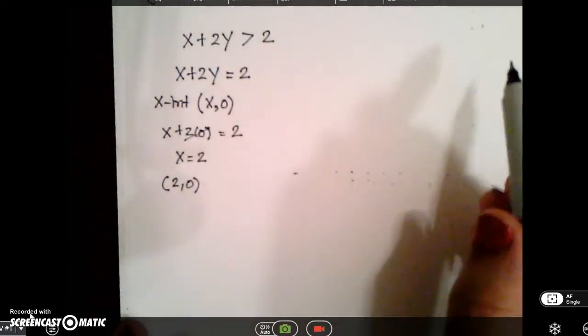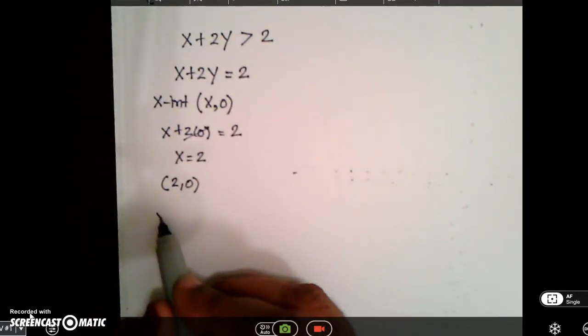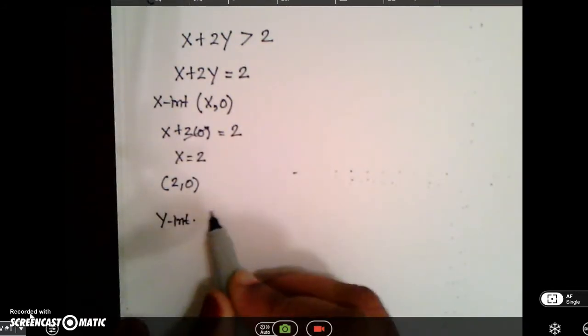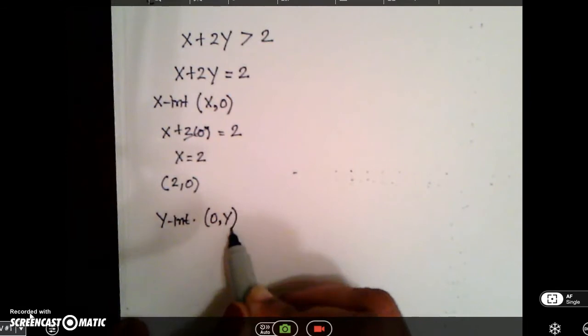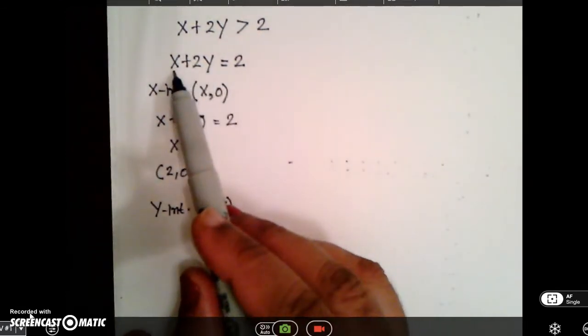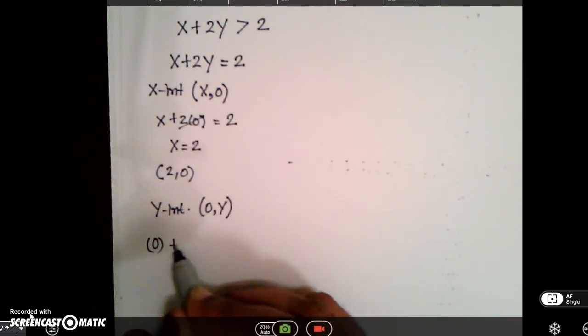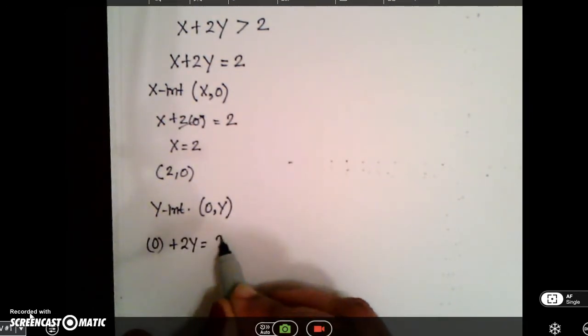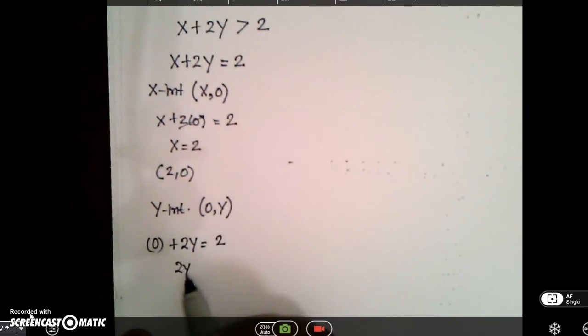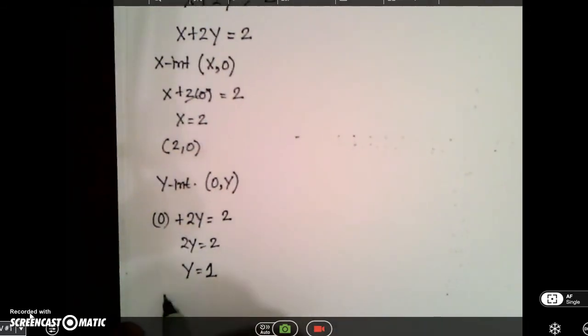My y-intercept, I'm going to do it on the bottom so that I can do the other inequality there. So my y-intercept is a point 0 comma y. That means my x is 0 in the equation. So when I plug in x as 0, 0 plus 2y is equal to 2, or 2y is equal to 2, or y equal to 1. So my y-intercept is 0 comma 1.